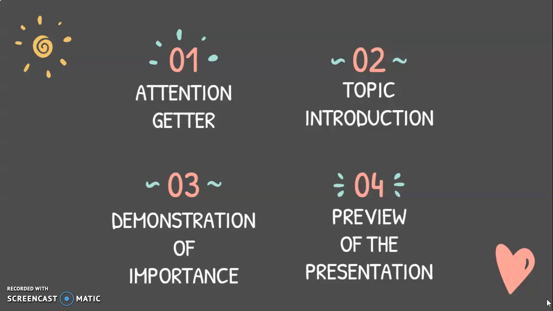Number 3 is demonstrate the importance. Why are you talking about this? And the answer is not because you have to give a speech on it, but why did you pick this topic? In the assignment last week, every one of you gave a really good reason for why you picked this topic. Whether you were interested in it or you didn't know a lot about it but wanted to know more to make your own decisions, all of that is important and that should be conveyed to your audience. And the fourth thing you should do is preview the main points of your presentation so they know what to expect.